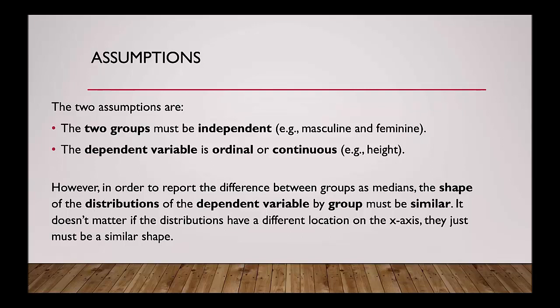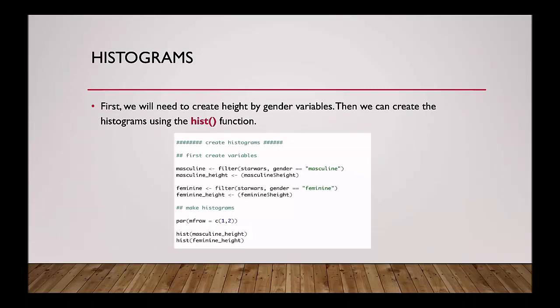The two main assumptions of a Mann Whitney U test are that the two groups are independent, so in this case our masculine and feminine characters, and that the dependent variable is either ordinal or continuous, so in this case that's our height variable. However, in order to report the differences between groups as medians, the shape of the distributions of the dependent variable by group must be similar. And it doesn't matter if this distribution has a different location on the x-axis, but they must be a similar shape. So we can check this by creating a histogram.